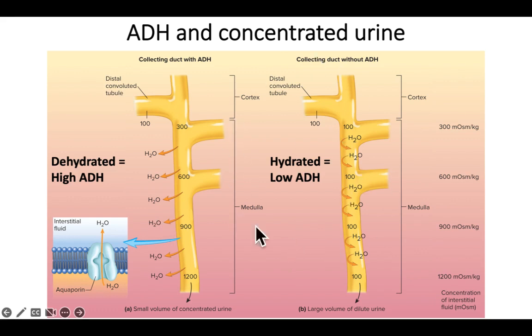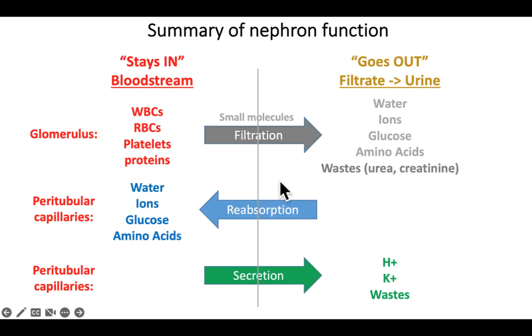Here's when you're fully hydrated. You have low ADH. You don't form the water channels. Water stays in the collecting duct, and you form a large volume of dilute urine. So this is just giving you a visual of what ADH does when you're dehydrated and what happens when you're fully hydrated.